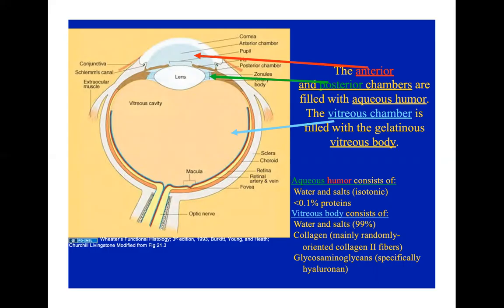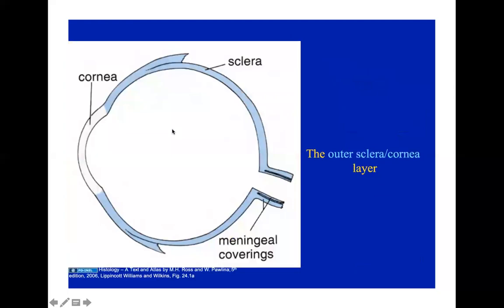Okay, so the aqueous humor in the anterior segment usually consists mainly of your water and your salts, while the vitreous body may also contain water and salts, but the vitreous body also contains your collagen, specifically your collagen type 2 fibers, and your glycosaminoglycans. Okay, so we'll go specifically to the different layers or structures of the layers of the eye.